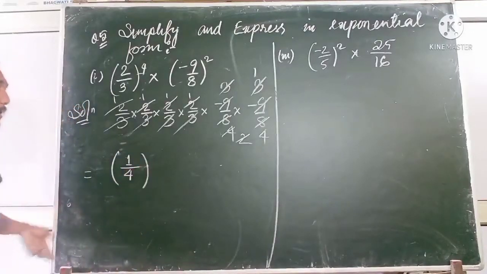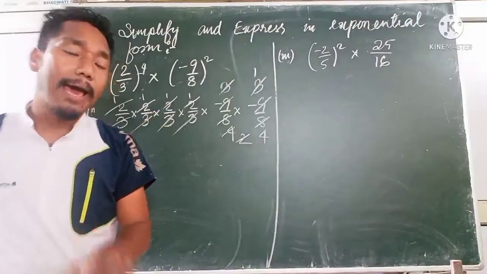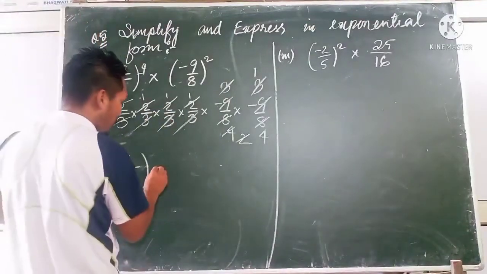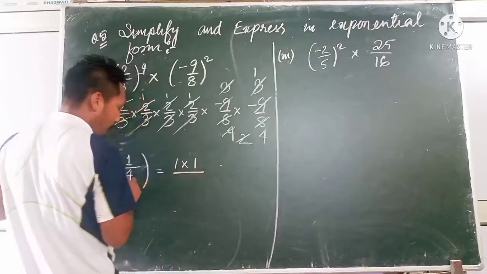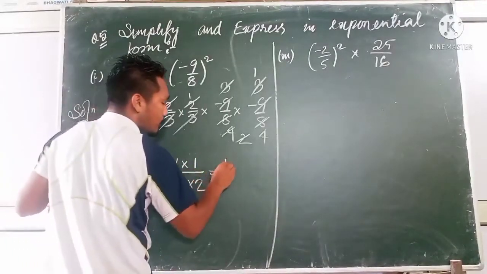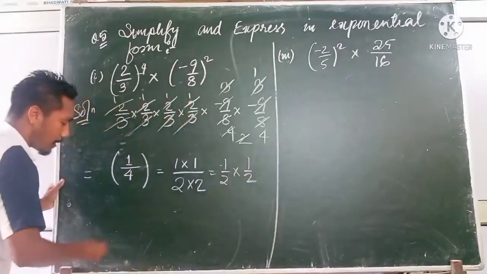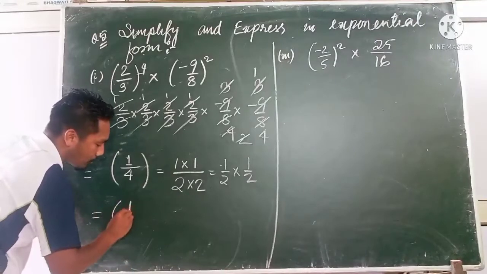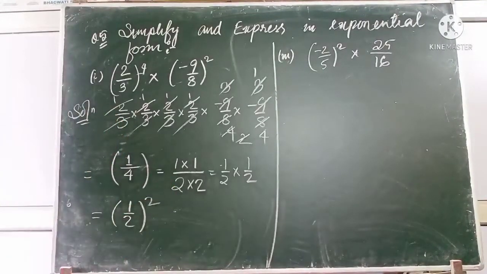But we are not going to write it in the form of a rational number, we are going to write it in exponential form. In exponential form, we can write 1 two times or three times, it doesn't matter, and 4 we can write as 2 into 2. So I can write this as 1 by 2 into 1 by 2. That means we have two factors of 1 by 2, so I can write this in the form of (1 by 2) whole squared.